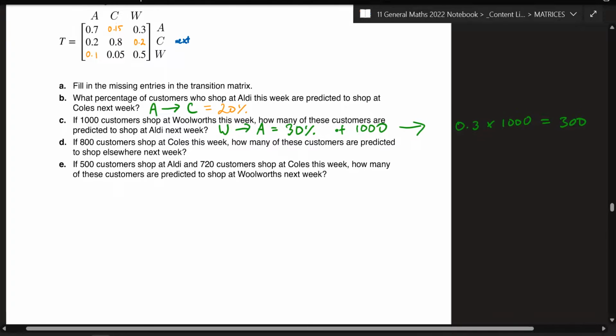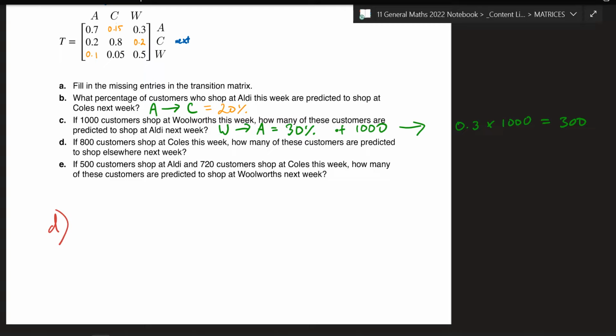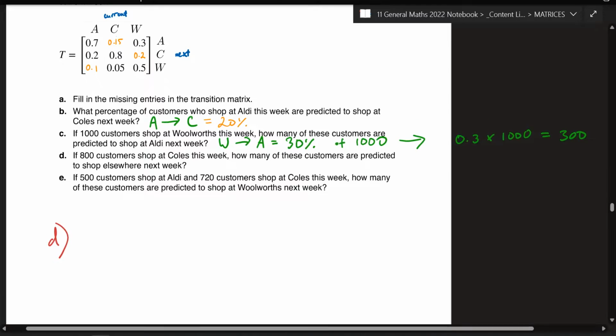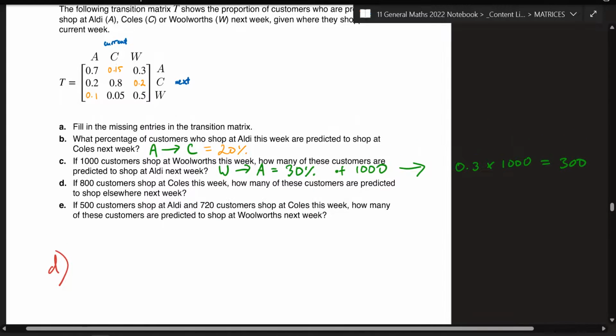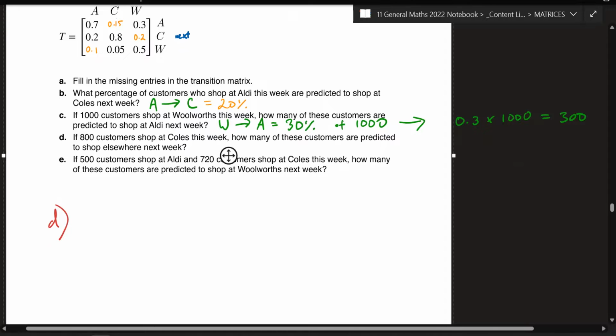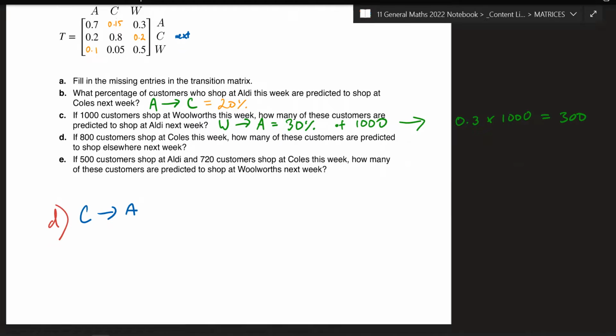Let me put it down here because there's not enough space. So let's do D. If 800 people shopped at Coles this week, how many of them are predicted to go elsewhere next week? Okay, so if you were at Coles this week, what percentage will go elsewhere? So what this is saying is we're looking for Coles to Aldi plus Coles to Woolies, because we're trying to figure out what's the percentage that they'll go to the other shops next week.